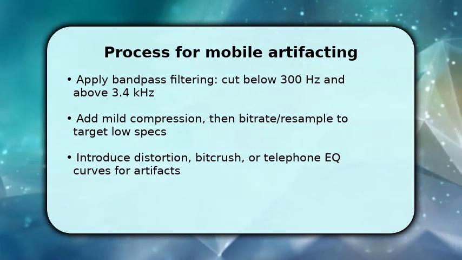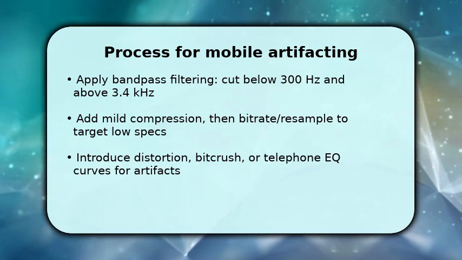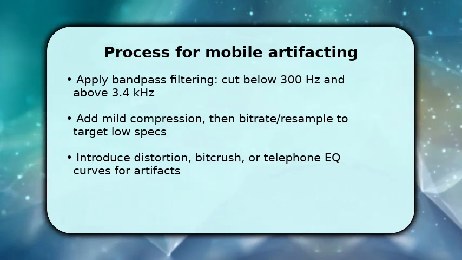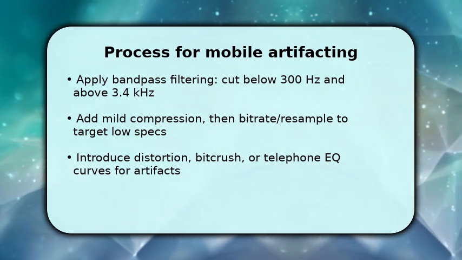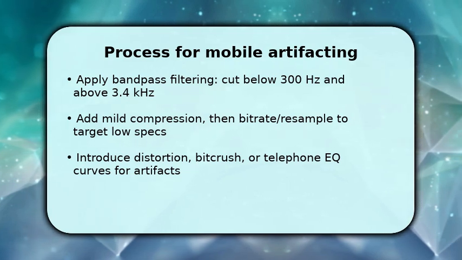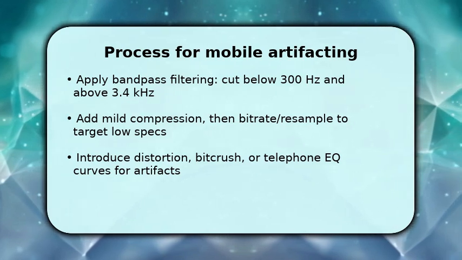Next, resample or export at the low sample rate and low bitrate you chose earlier. To taste, add light distortion or a bit crusher for digital glitchiness, and use a telephone EQ curve to emphasize midrange. Make small changes, compare, and adjust so speech remains intelligible but degraded.